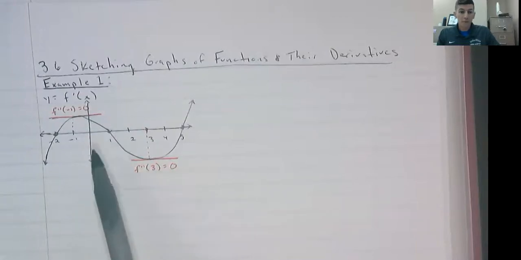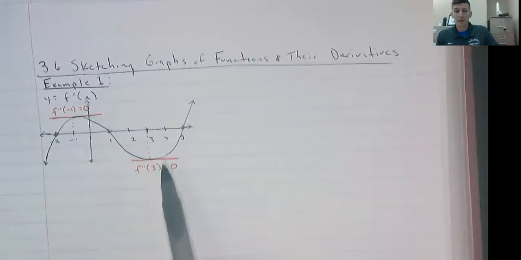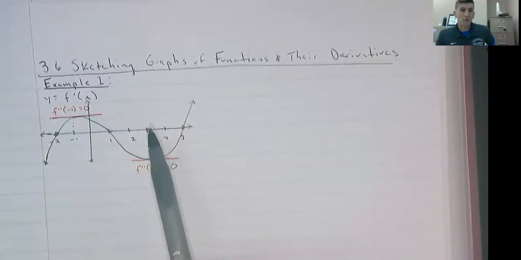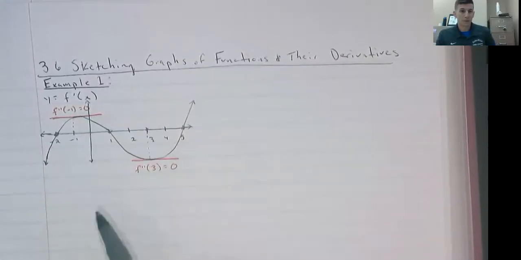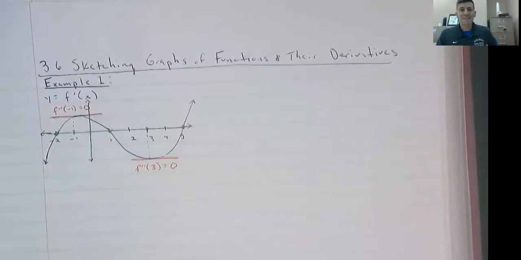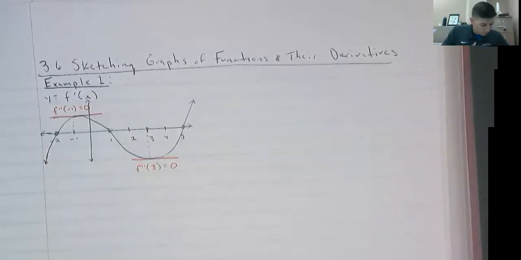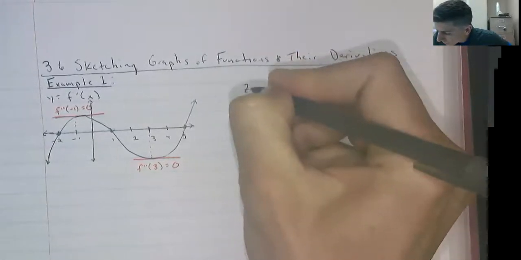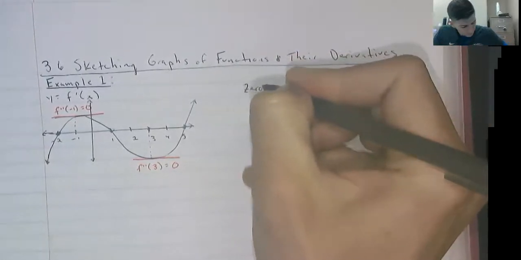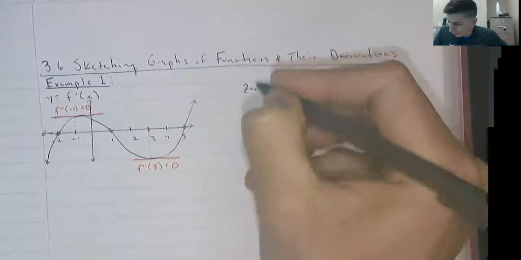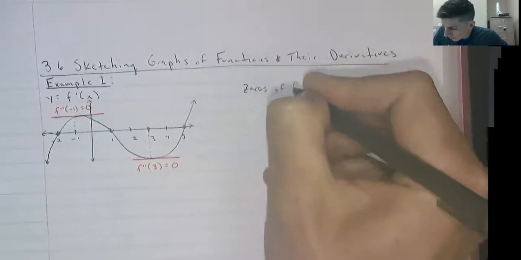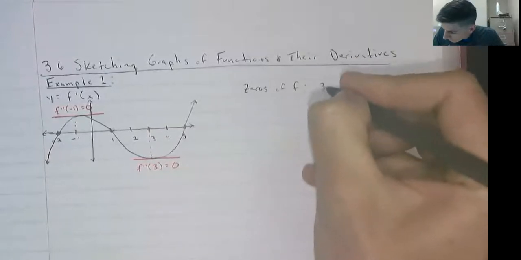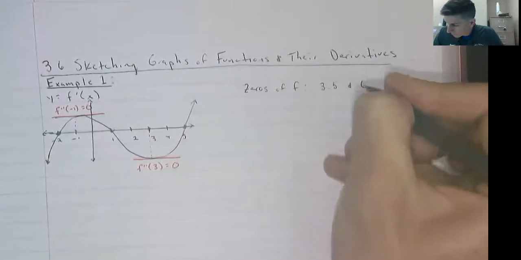Okay? The derivative's graph tells us the zeros of the derivative and potential extrema of our function, but it speaks not at all to the zeros of our function. So that's information that needs to be explicitly given to us. And in this problem, we're told that the zeros of f are 3.5 and 6. Cool.